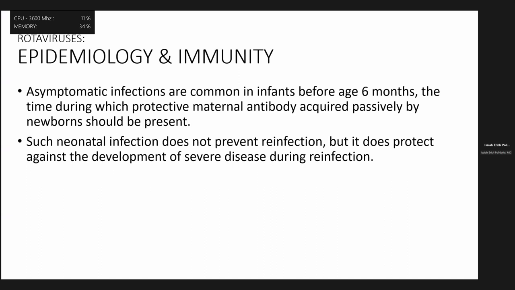Asymptomatic infections are common in infants before the age of 6 months. This is the time during which protective maternal antibody acquired passively by newborns should be present. Such neonatal infection does not prevent reinfection, but it does protect against the development of severe disease during reinfection.